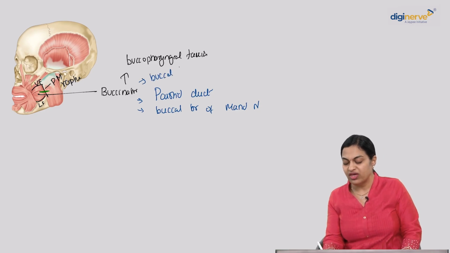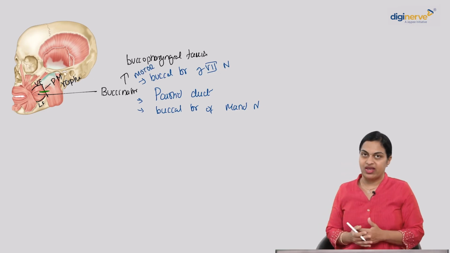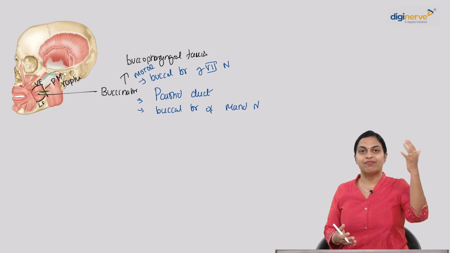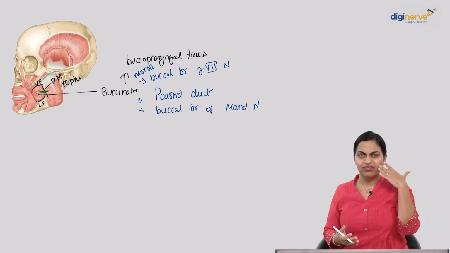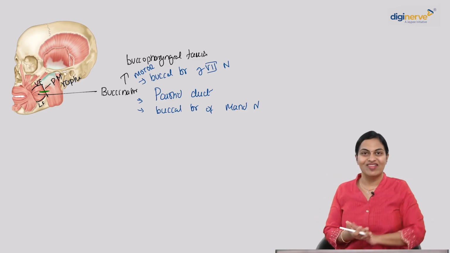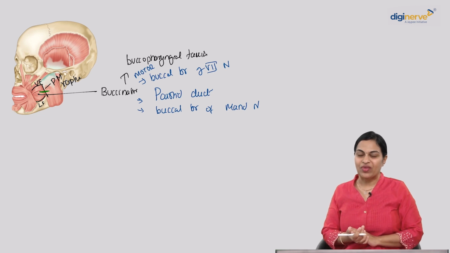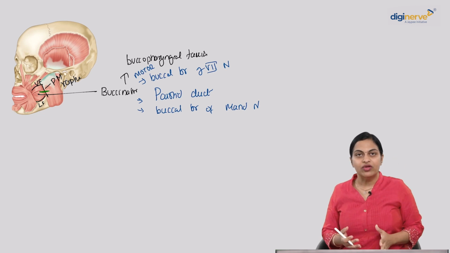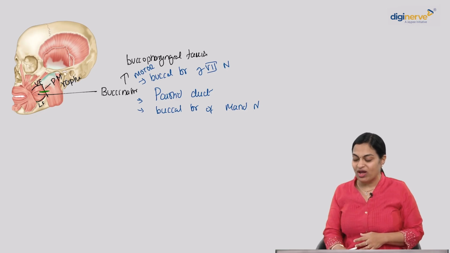The buccal branch of facial nerve supplies the Buccinator, right? The lower buccal branch of facial nerve is motor to the Buccinator. The buccal branch of mandibular nerve pierces the Buccinator to supply the skin over the cheek and also the mucous membrane of the vestibule, and it is entirely sensory. And the parotid duct pierces the Buccinator to open into the vestibule opposite the second molar tooth.